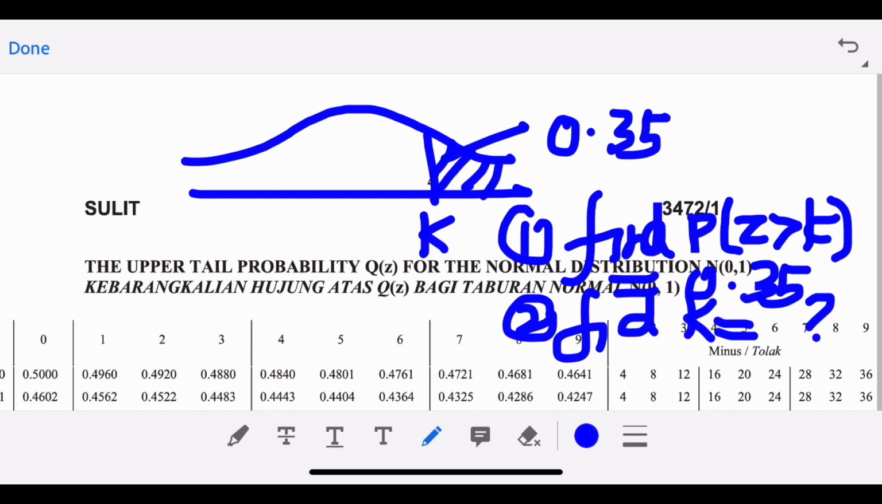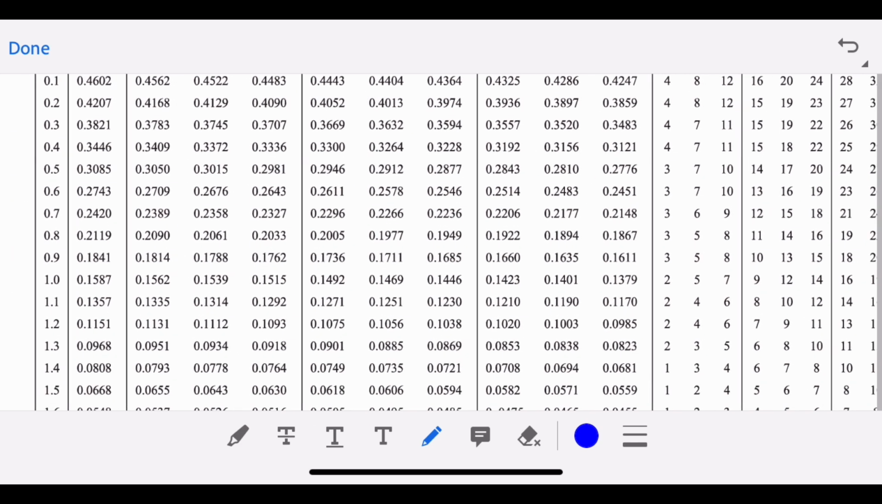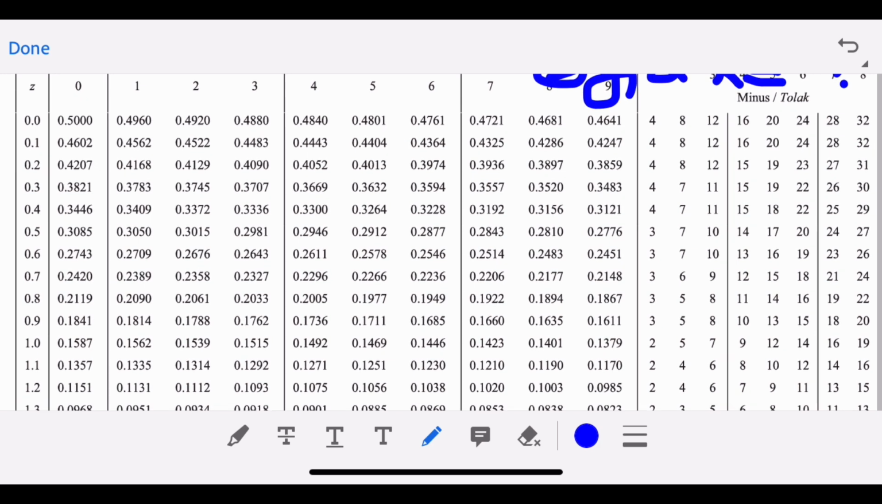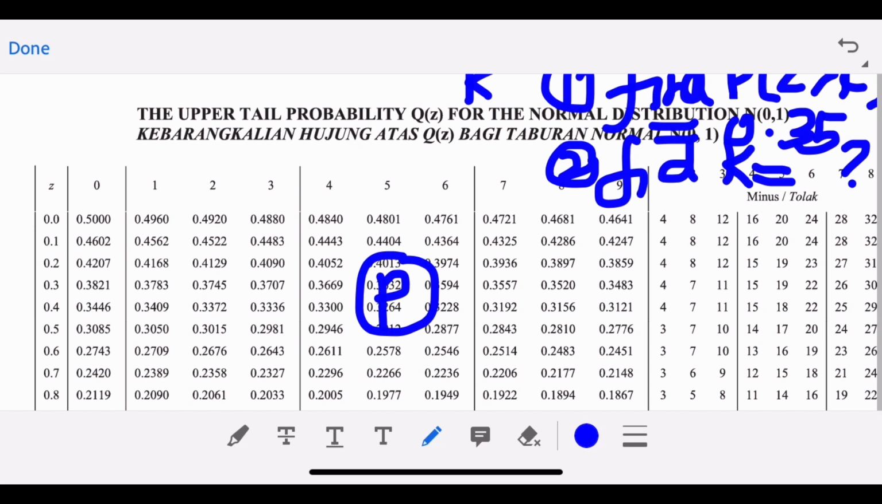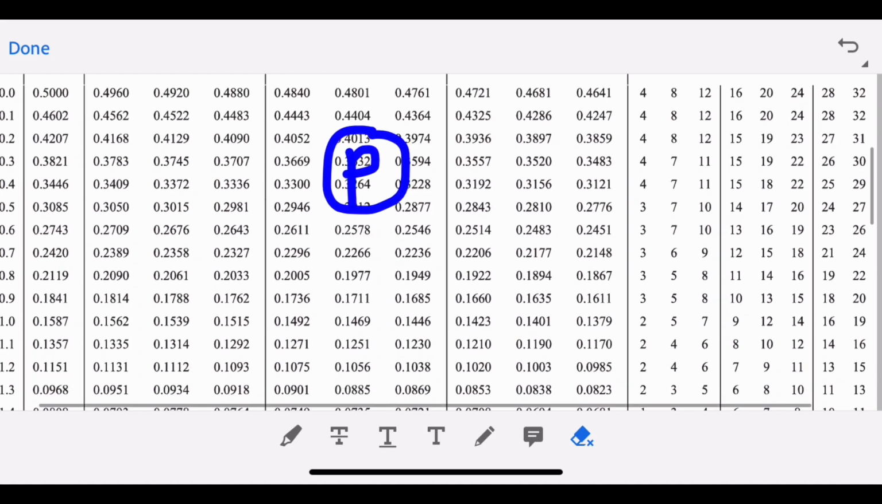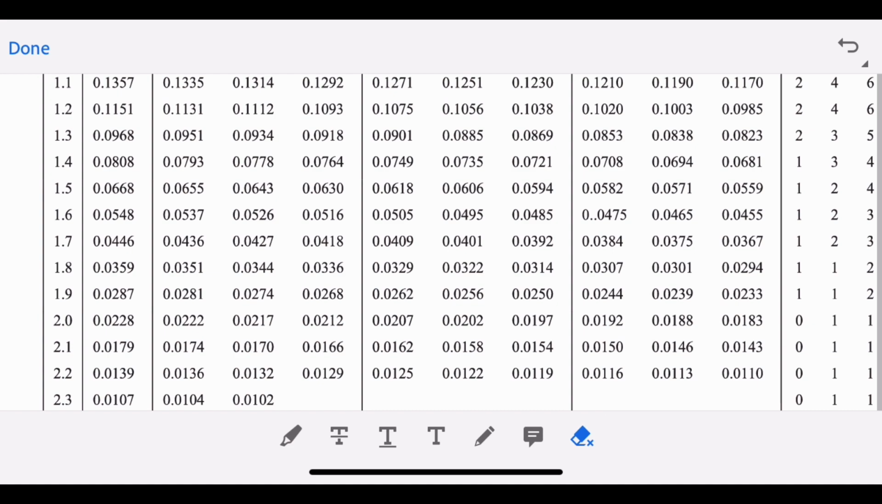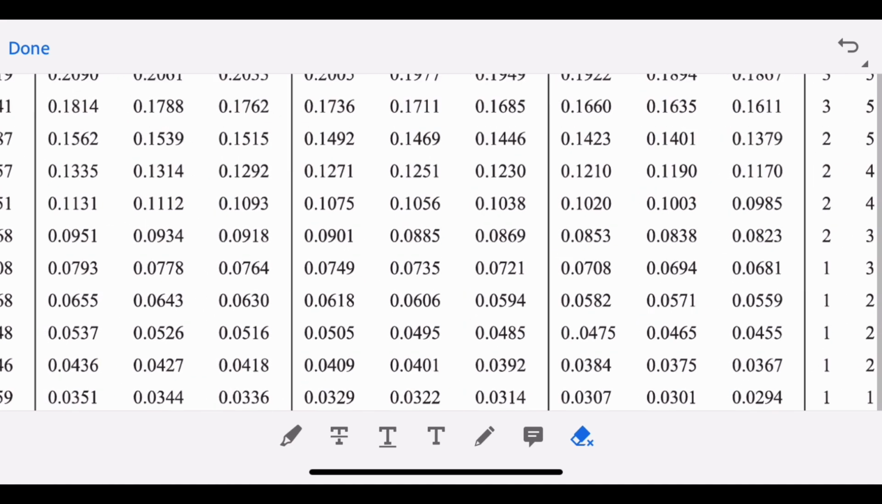The answer is just 0.35 because the question is asking for probability. But if the question asks for k, what is the value of k, then you have to use your Buku sifir. Now you look for 0.35. The small numbers inside the table are probability values. So we are going to find 0.35.